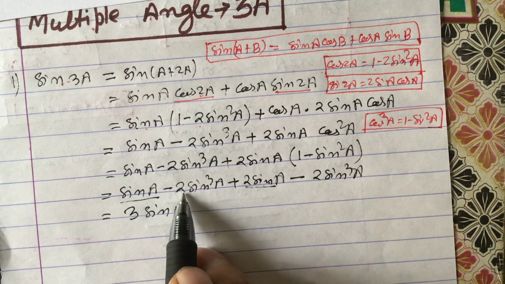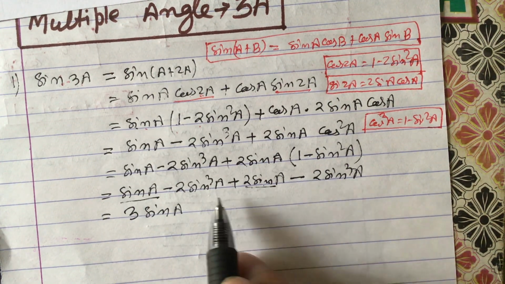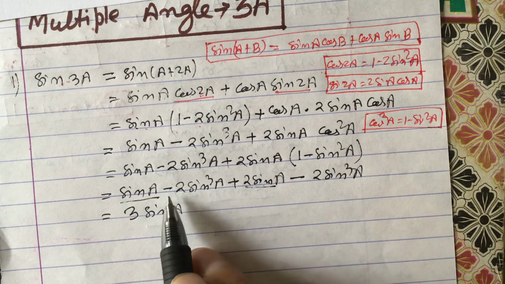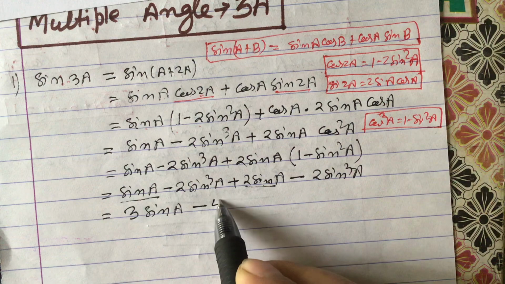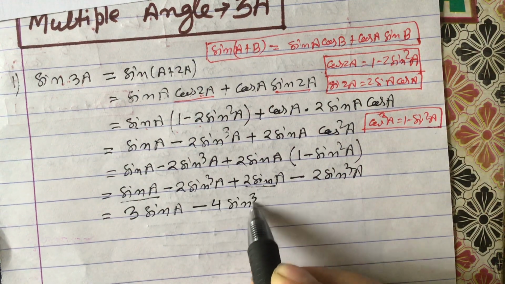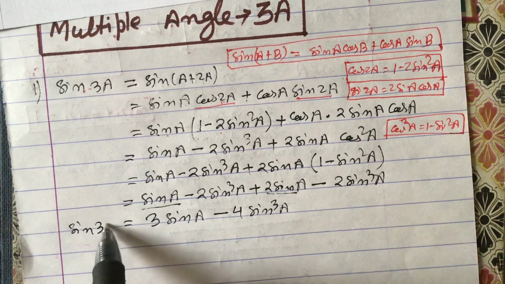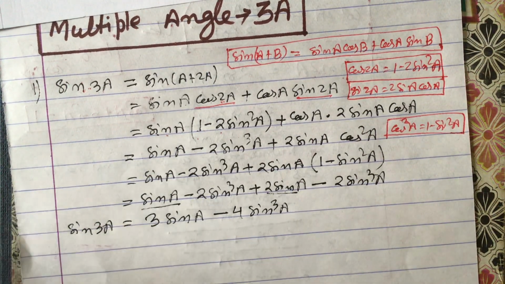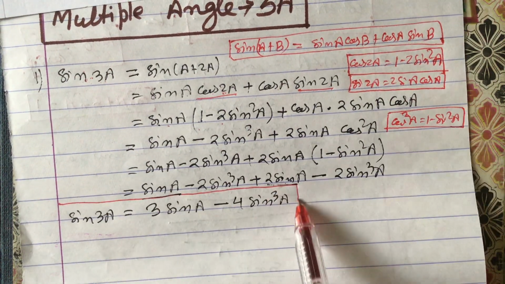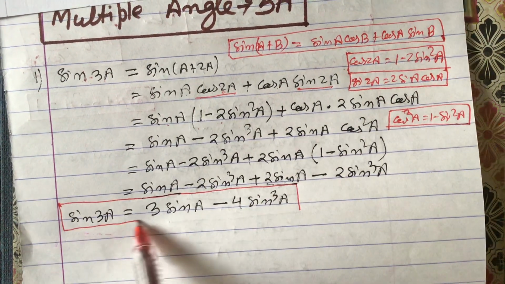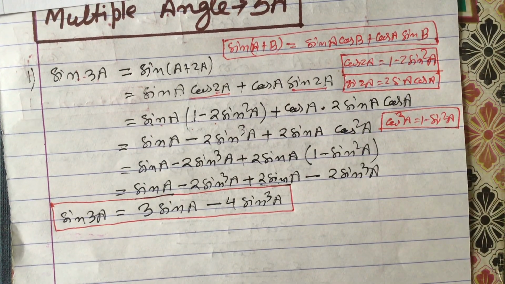Then this one, minus 2 sine cube A, this also minus 2 sine cube A, they are also like terms. So we can add them: minus and minus will be minus, 2 and 2 will be 4, and then sine cube A. So this is the formula for sine 3A. There is no formula for sine 3A in terms of tan, in terms of cos, or in terms of cot, not like that. Only one formula for sine 3A. Like this we can derive the formula of sine 3A.